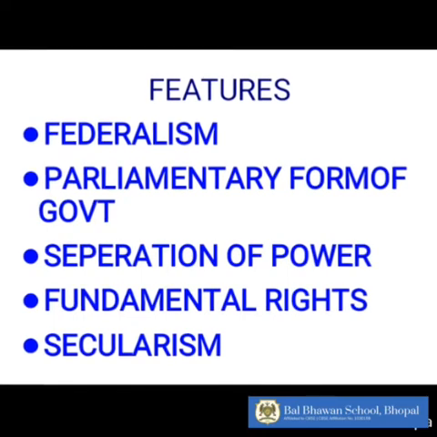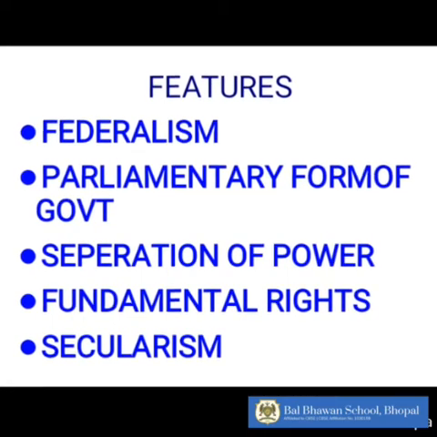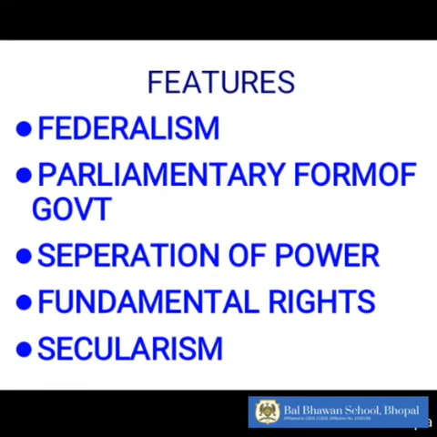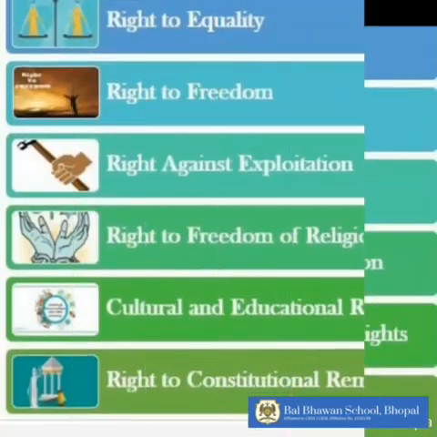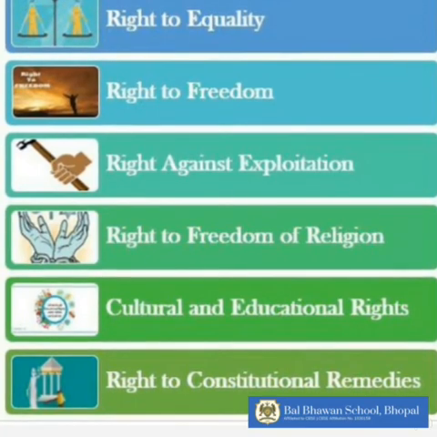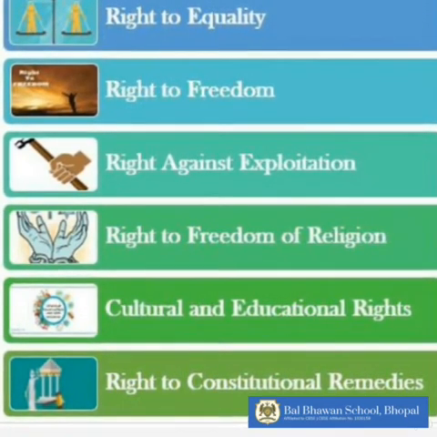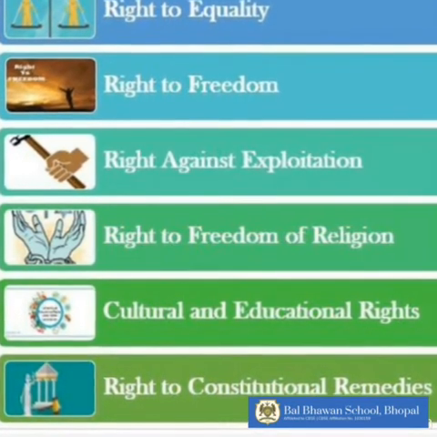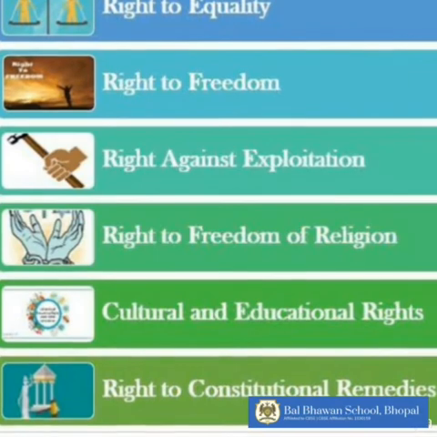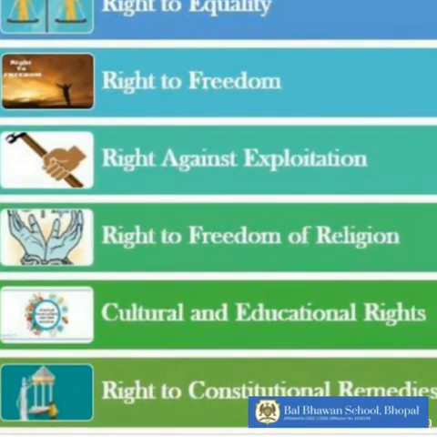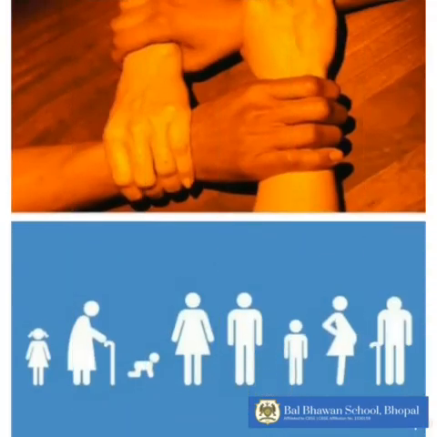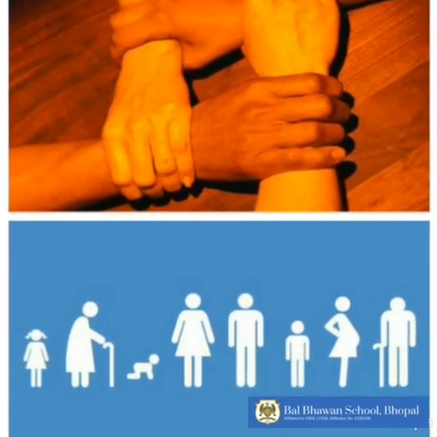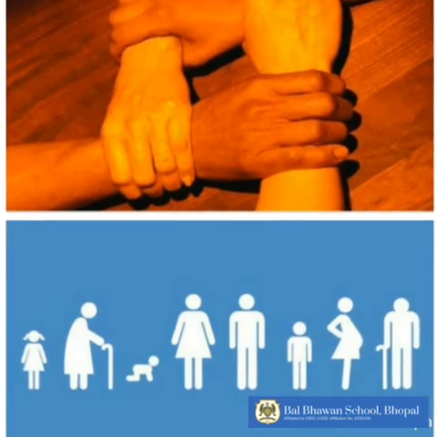The next feature of our Constitution is fundamental rights. This is an important feature because there are 6 fundamental rights that are guaranteed to us by the Constitution. These are important fundamental rights, so we will look at them in a bit of detail. As you have learned in the chapter, the first fundamental right is right to equality. This ensures equality between all religions, all genders, all classes, all castes, etc.